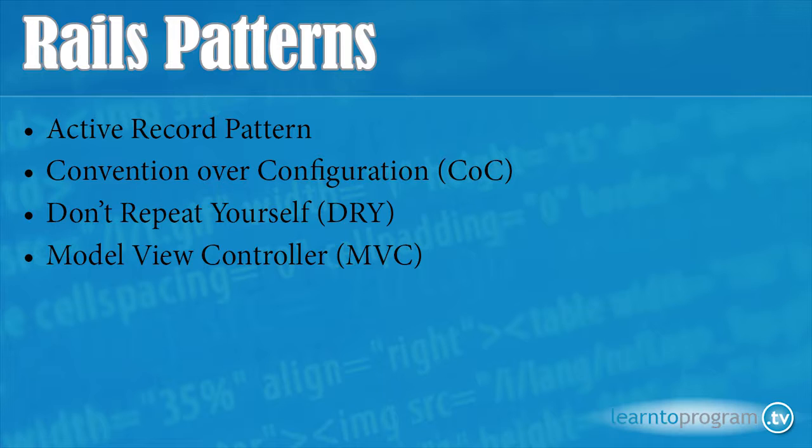And finally, it uses the model view controller, which may be one of Rails' biggest contributions to how web development's done. The model view controller separates the model from the view and uses a controller to coordinate the two. And it creates a real separation of the logic behind your code from the presentation of your code.